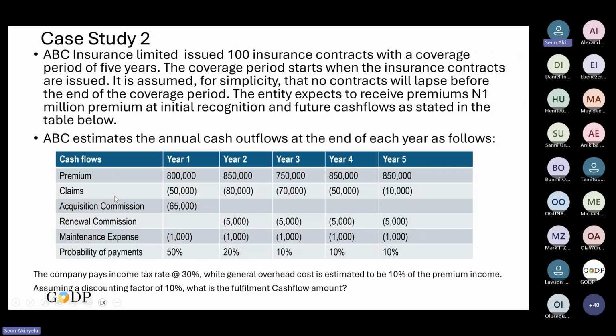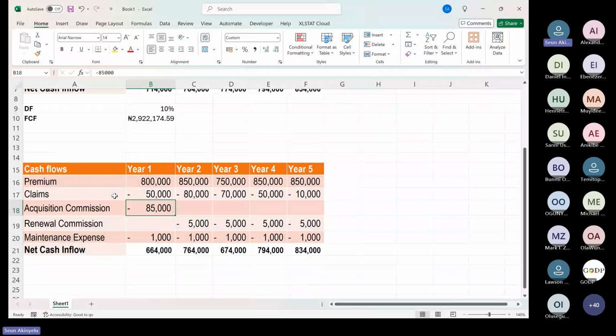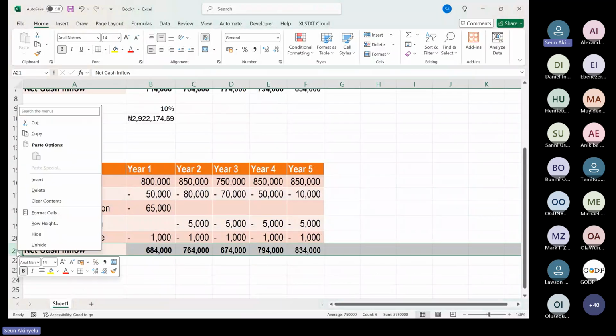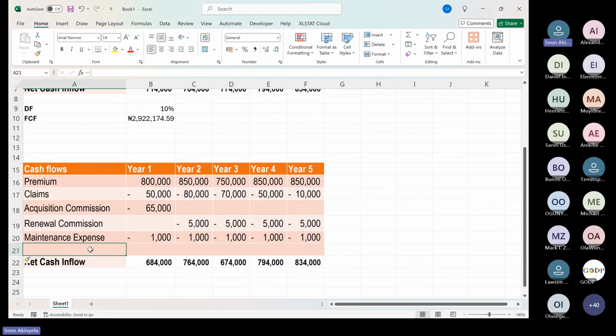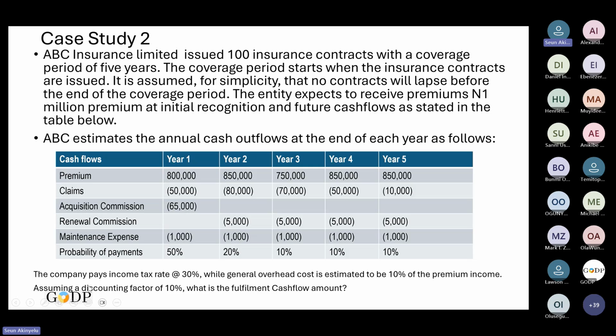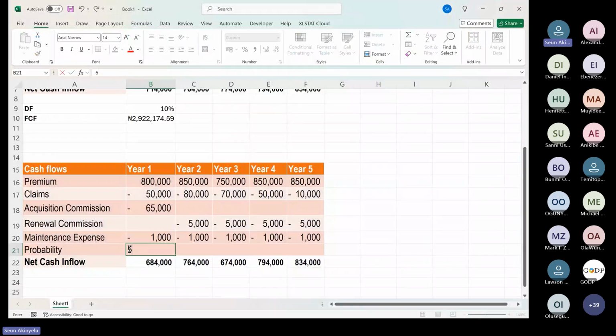50, 80, 70, 50, 10. Yeah, 85, 65, 55. I'm trying to make it exactly 65, 55, 55, then 1,000. So yeah, it's the same thing now. And they have a probability of making those payments, or collecting those payments: 50, 20, 10, 10. So I put 50, 20, I think it's 50, 20, 10, 10.